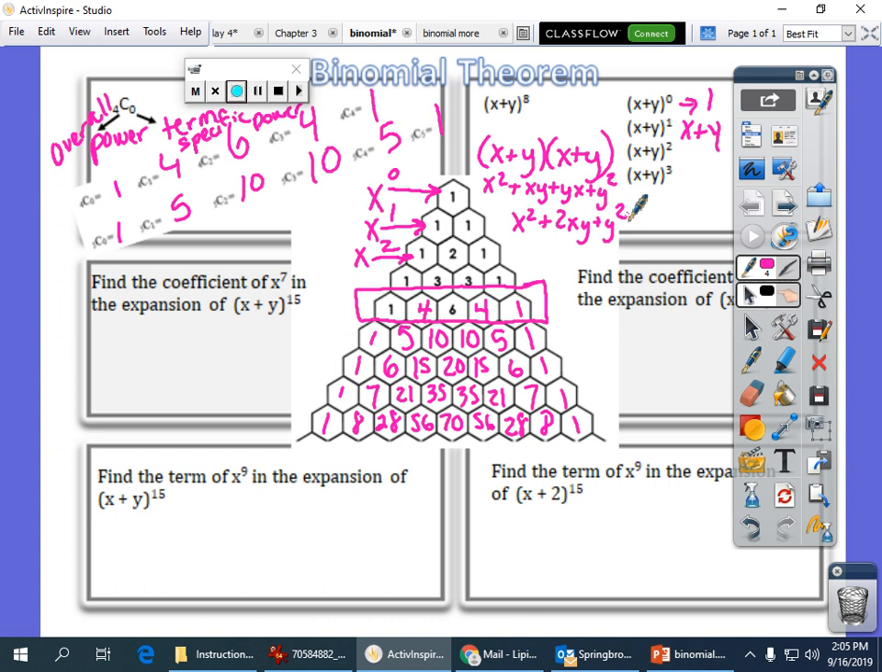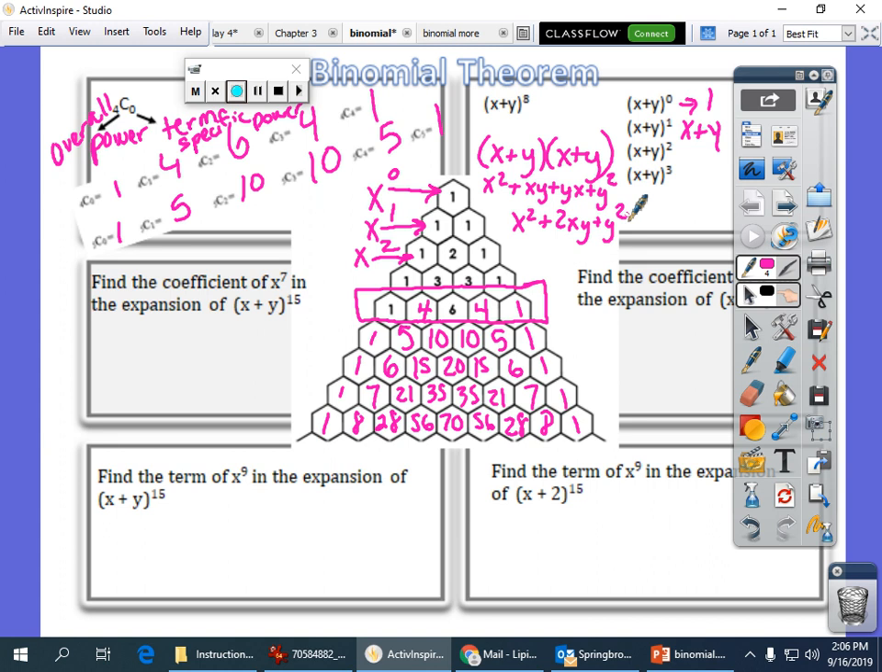So I did x times x and got x squared. X times y is xy. Y times x is yx. Y times y is y squared. I combine the xy and the yx because they're the same thing, because 3 times 4 is the same as 4 times 3, and I got 2xy. Yes? Very tedious, right? Let's make it even more tedious.